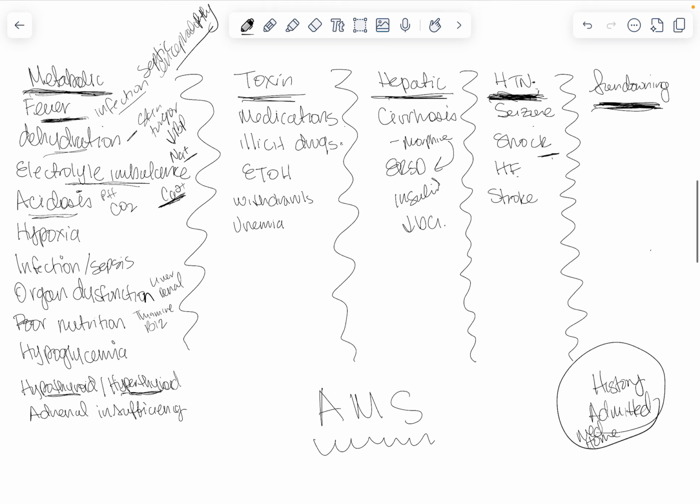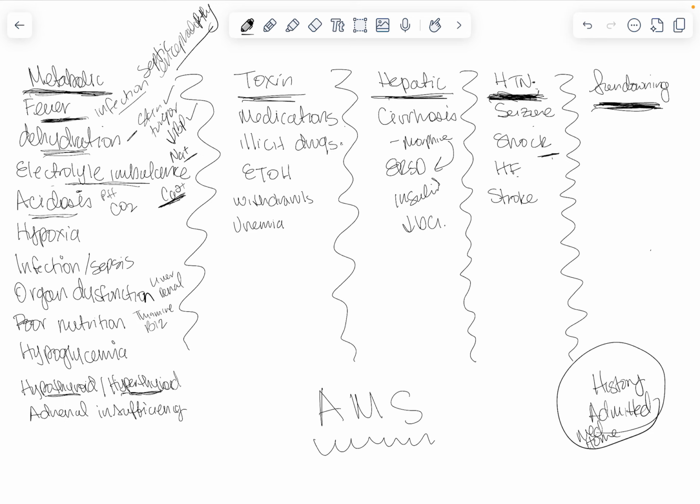Next is dehydration. With dehydration, in your physical exam, look at their skin turgor, check their blood pressure. Is their blood pressure low? Check capillary refill, look at their lips. Are their lips dry? These are telltale signs of dehydration, which can also cause confusion.